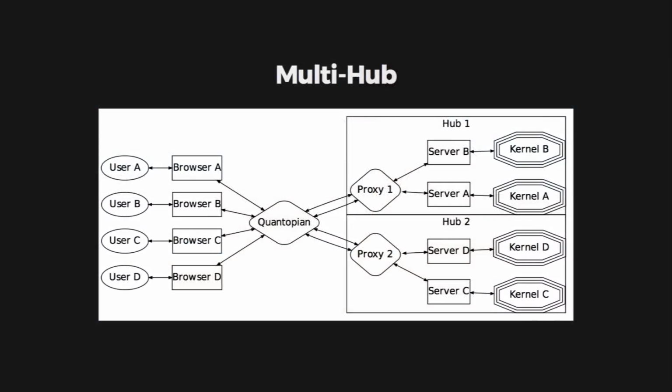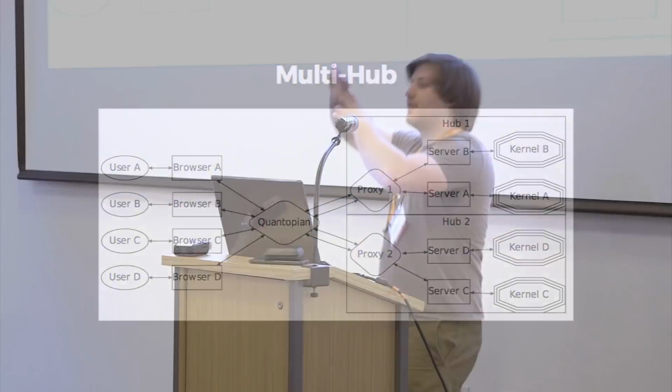So we can maintain a mapping from users to the server that they're currently allocated to, and keep track dynamically of which server you should get routed to, to make sure that you get sent to the same place. This is the picture of that. Now we've got users talking to browsers, talking to Quantopian, which is proxying across multiple hubs, which is proxying across multiple servers. It goes all the way back to the kernel, and messages are flowing all the way back through. I'm going to skip this slide because I'm running out of time.